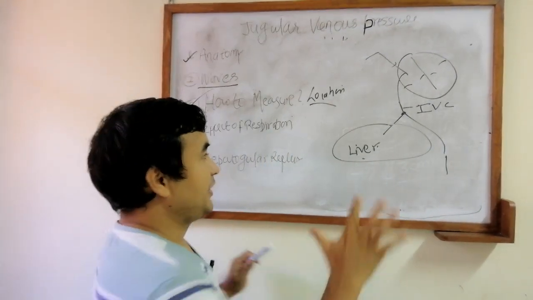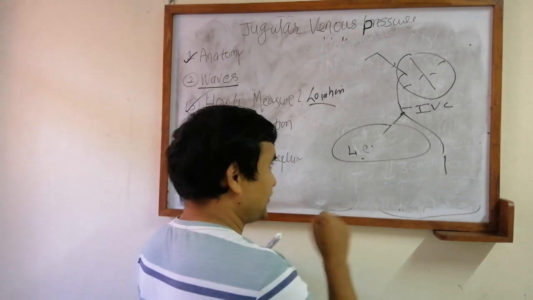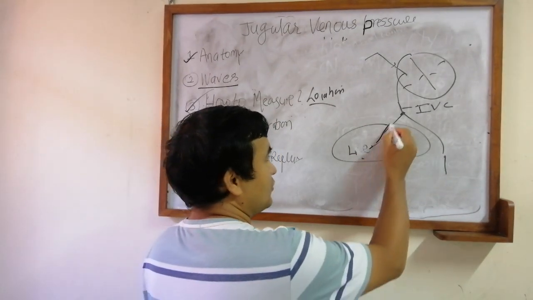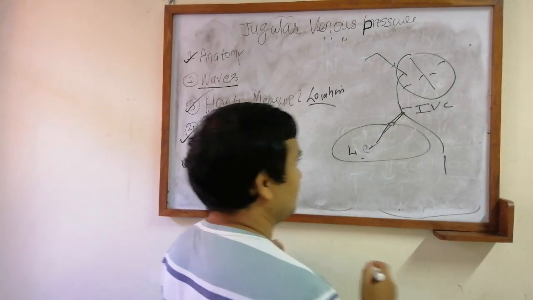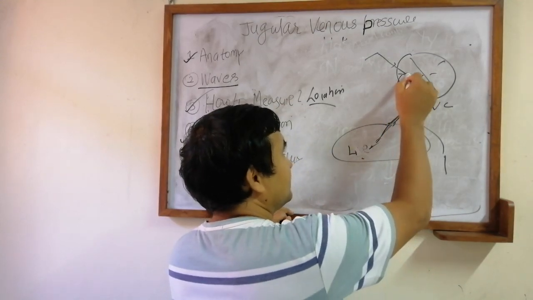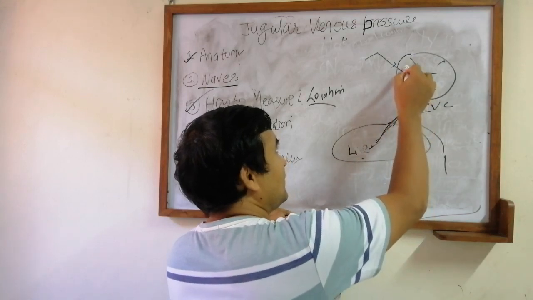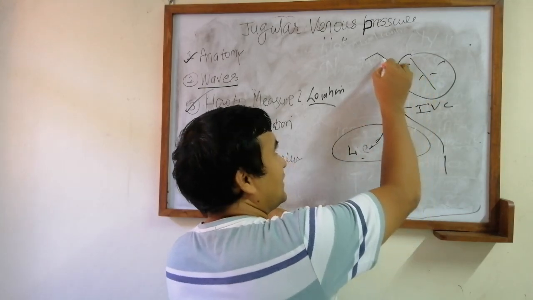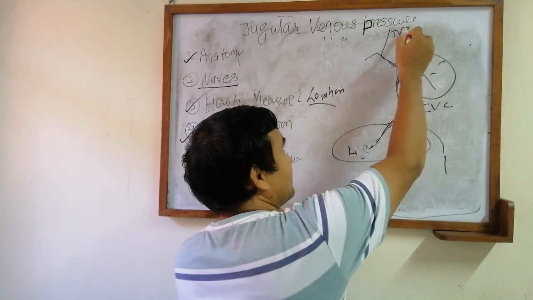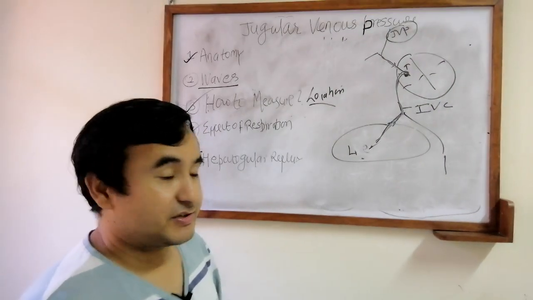So if you are pressing over here in the liver, in the right upper quadrant, you are compressing the veins over there, and the blood from the liver will go to the right atrium. When the blood is going towards the right atrium, there will be an increase in the right atrial pressure, and that you can see in the JVP. There will be elevation of the JVP.